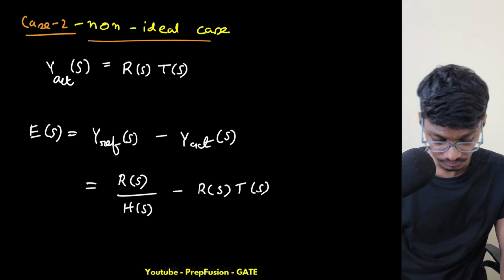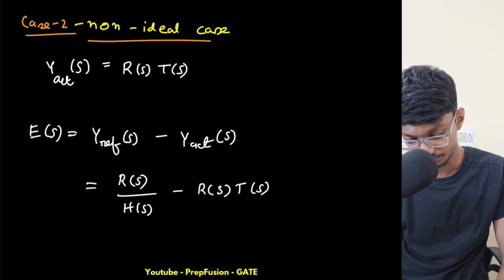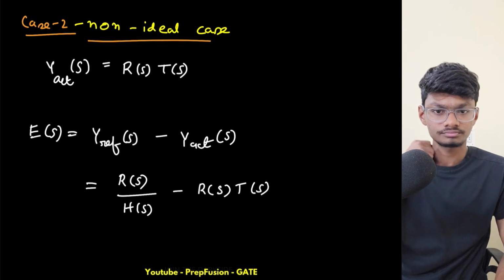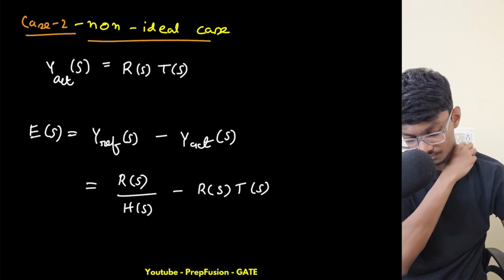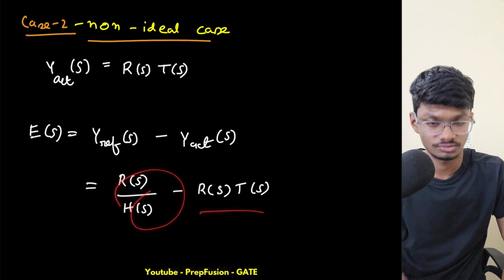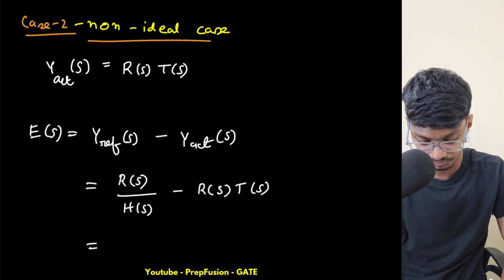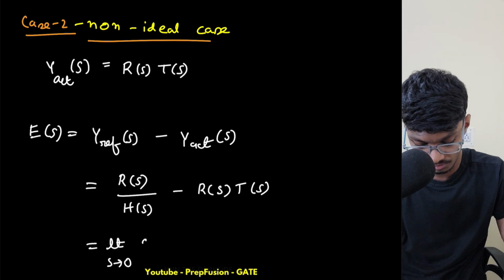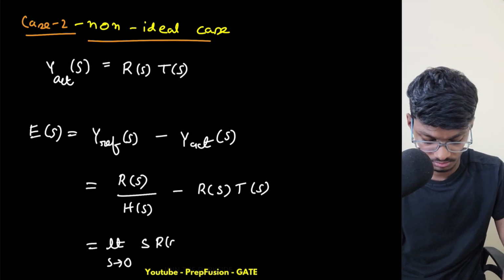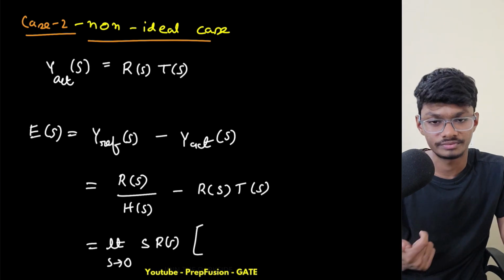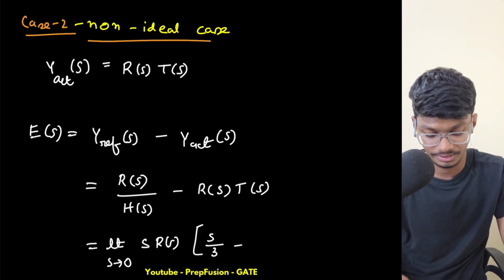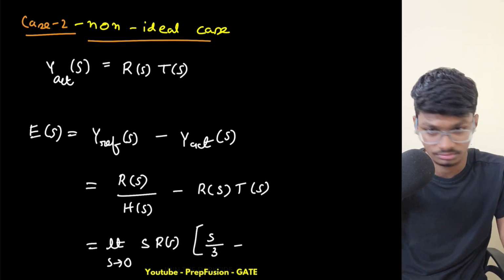Sorry about the interruption. Now y actual is always fixed, r of s into t of s. So y actual is this one. Now this is my error signal. This is what I can write, or I can take my r of s as common. One by h of s. H of s is what? 3 over s. So 1 by h of s will be s over 3 minus t of s, and I have taken r of s common.